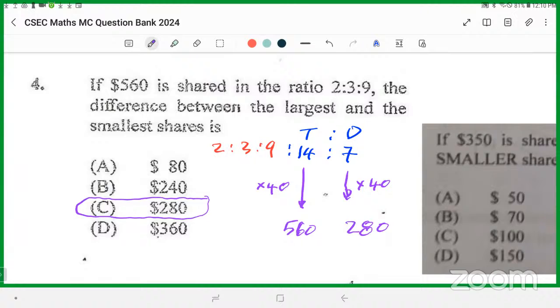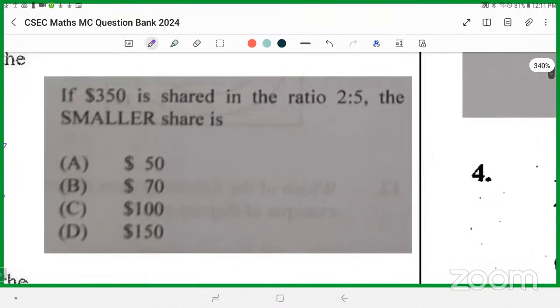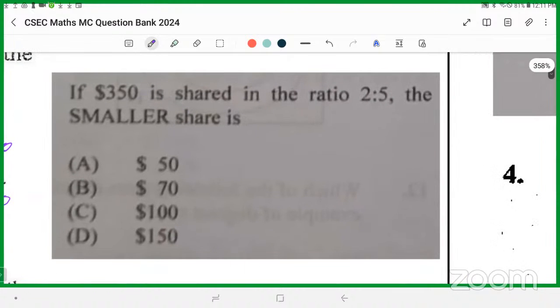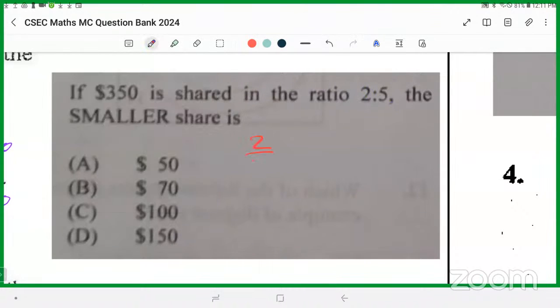Understand that, guys? All right? So extend the ratio, represent the information that they give you, and multiply it up to what you want. Simple as that. So another one down here. If 350 is shared in ratio 2 to 5, then the smaller share is, well, the total parts is 7, right? And the smaller share is a 2. So the answer is just 2/7 times the total. This one is kind of straightforward.